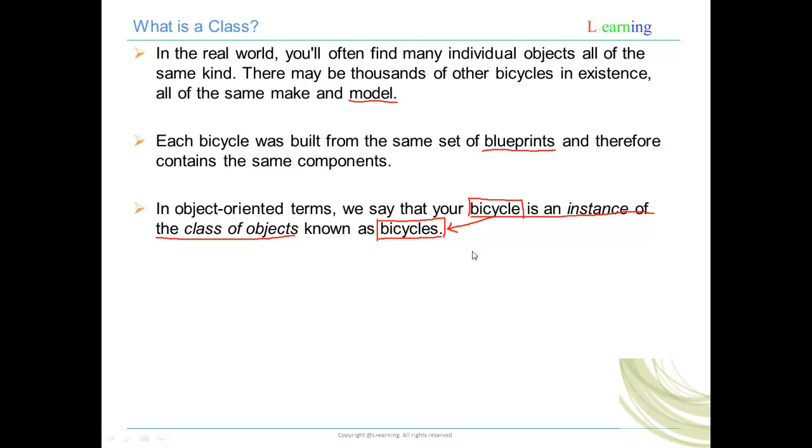So the definition of a class in object-oriented programming is: a class is the blueprint from which individual objects are created. I will repeat, the class is a blueprint from which individual objects are created. So bicycle is a class. Out of that, thousands or millions of bicycle objects are created.